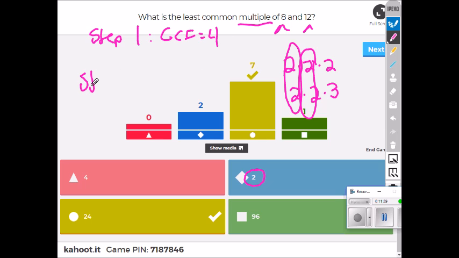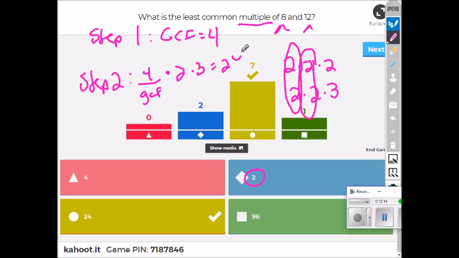Okay, now, who wants to tell me step 2 then? What do I do on step 2, Grace? You would multiply the GCF by the non-common factors. So the 4 times anything that's not common, so 2 and 3.